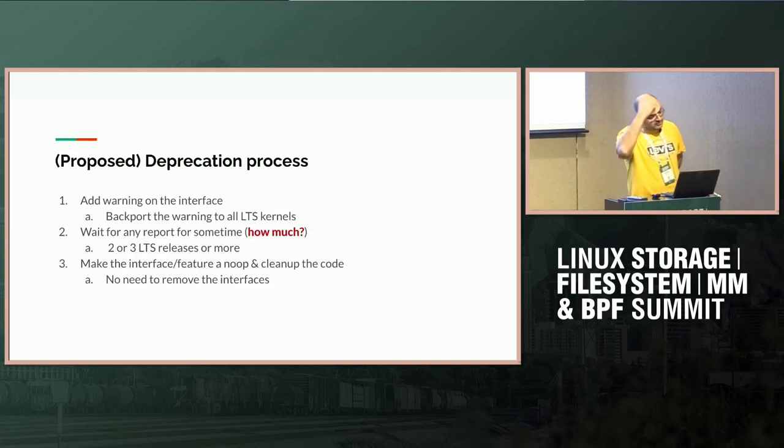Okay, let me go through the deprecation process I'm proposing. It's like what we already tested with the memcg V1 kernel memory accounting. So it's something along the same line: first add the warnings and then wait for some time. I think here we want to discuss how much, and also backport the warnings to all the LTS as well. And then number three, rather than removing, make them no op, so that we can remove and clean up all the code.